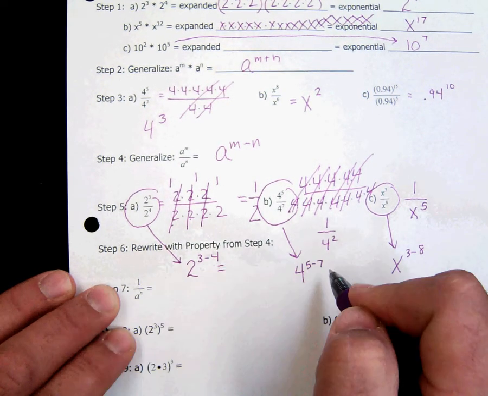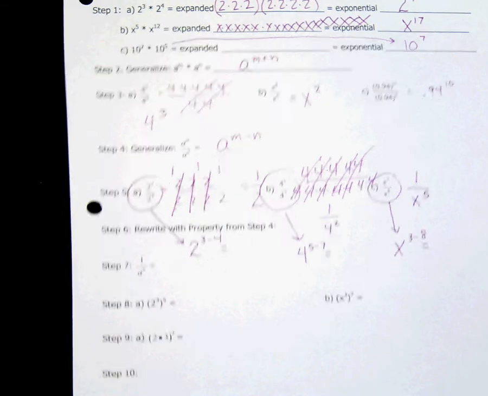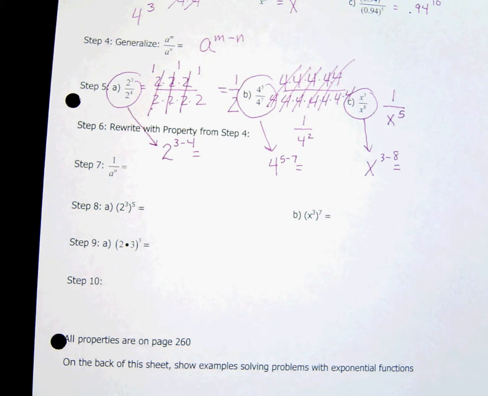And in all 3 cases, what kind of exponent would you get if you did 3 minus 4, 5 minus 7, and 3 minus 8? What would that exponent be? It would be negative in all three cases. The first one would be 2 to the negative 1.